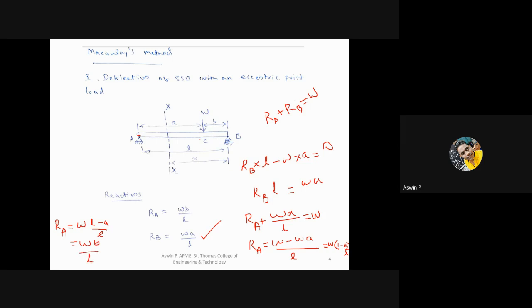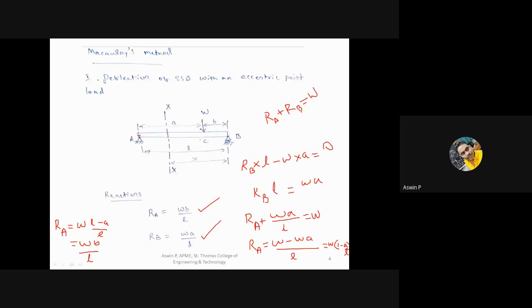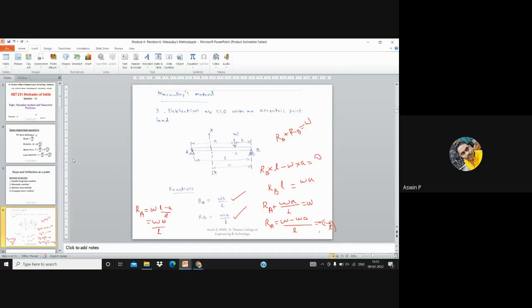And we have two equations, that is RA equal to Wb by L and RB equal to Wa by L. These are the two equations, and I showed you how we found out RA and RB. And now our aim is to find the bending moment. So we have a figure here. I will copy that figure.